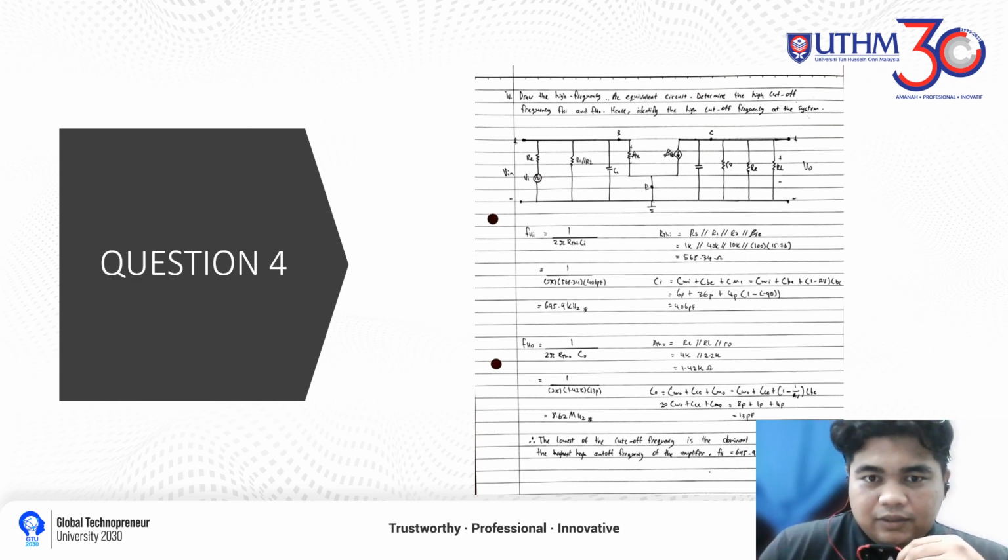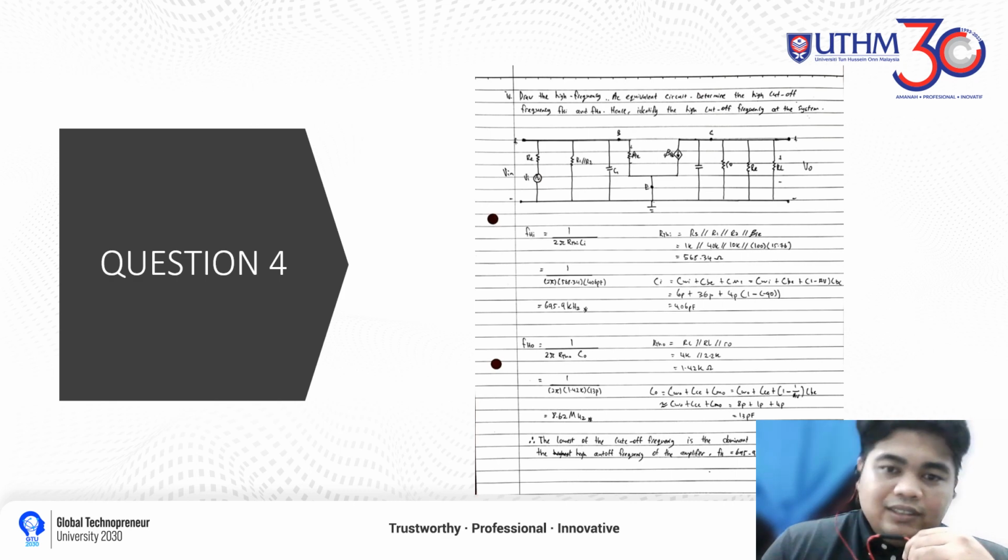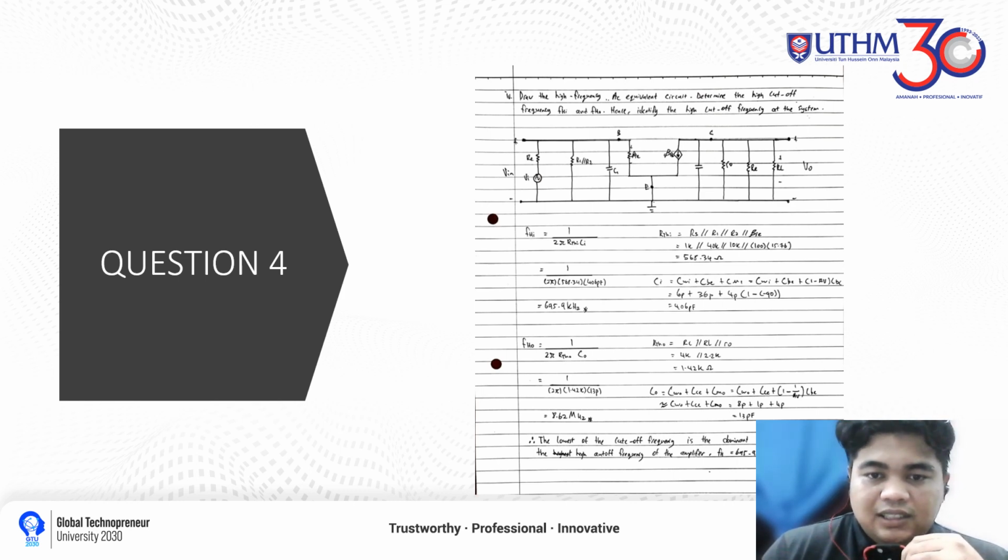Here, we have the high frequency equivalent, and we found the FHI. The FHI formula is 1 over 2 pi RTHI CI, and we got 695.9 kHz. And for FHO, the formula is the same, but change the capacitor, only use CO. And we got for the higher cut-off frequency of the amplifier 695.9 kHz.